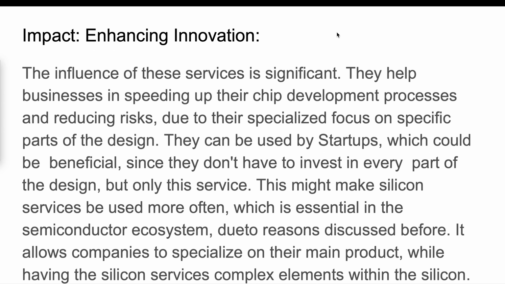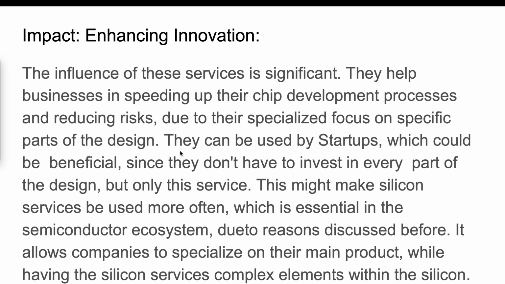Now, here we're going to talk about the impact. We're going to talk about enhancing innovation. The influence of these services is significant, because, as we discussed before, they help a lot in specific parts of the circuit design, such as very specific parts of power consumption and those kinds of things. Essentially, these services help businesses speed up their chip development processes and reduce risks.